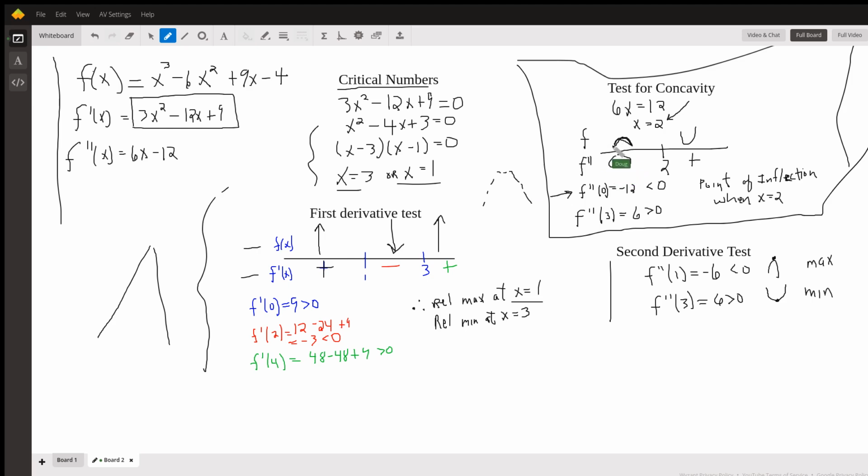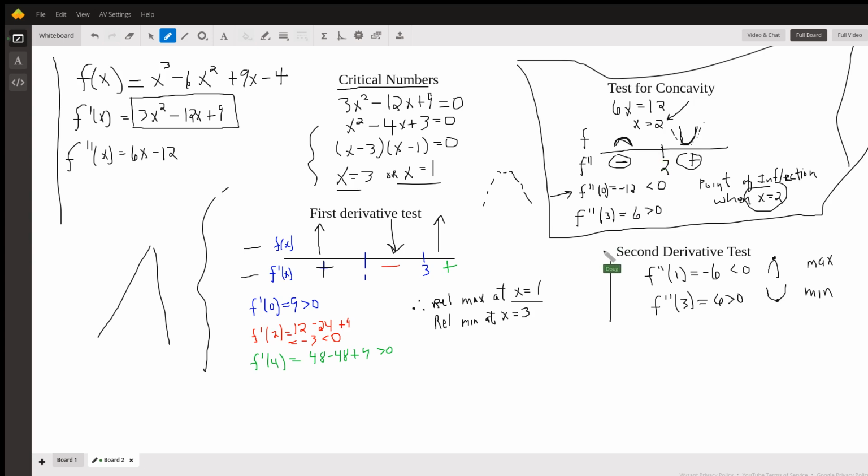Negative equals frown. To the right of 2, the second derivative is positive. So the tangent lines are increasing in slope. Picture this, increasing in slope. So the original function is concave up. Think smiley face. Positive equals smiley face. So we say that there's a point of inflection at x equals 2 where the concavity changes.